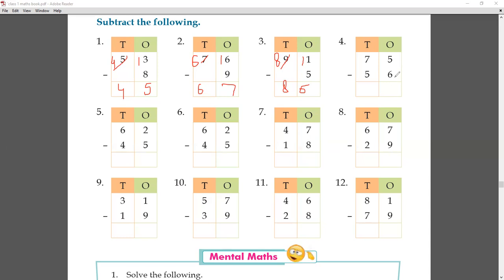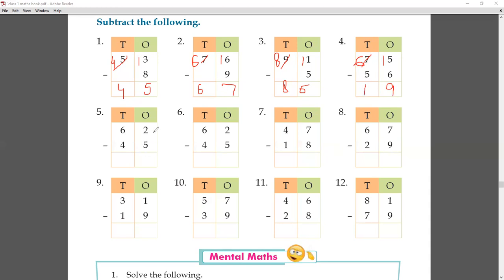Okay. Now next is 5 minus 6. Is it possible? No. Again, we carry 1 digit from here, 7. And what comes before 7? 6. 15 minus 6. 15 minus 6 is equal to what? 9. So we write 9 here. And 6 minus 5. Take your 6 fingers, put down your 5 fingers. How many fingers are left? Yes, 1. So we write 1 here.